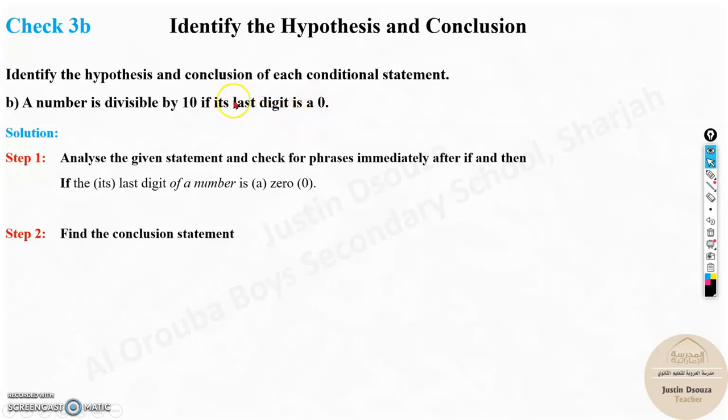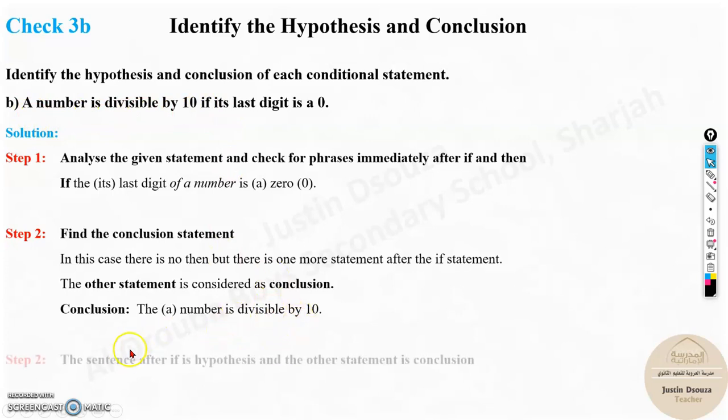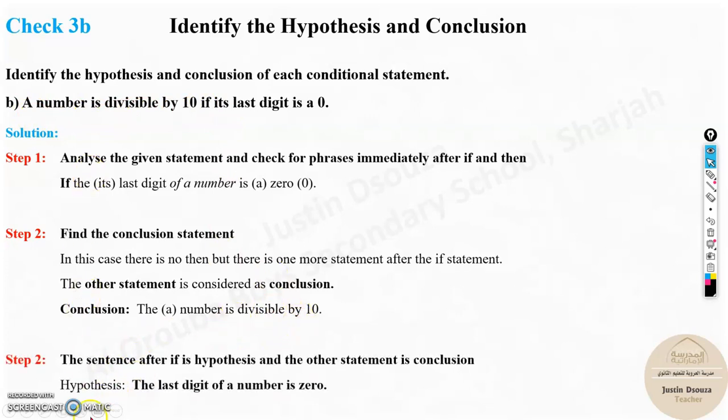This is the hypothesis. So whatever is after this. Now the other sentence will be the conclusion. So what is the other statement? The number is divisible by 10. So the conclusion and hypothesis are found out. Hypothesis: the last digit of a number is 0. Conclusion: the number is divisible by 10. So this is how we can solve them easily.